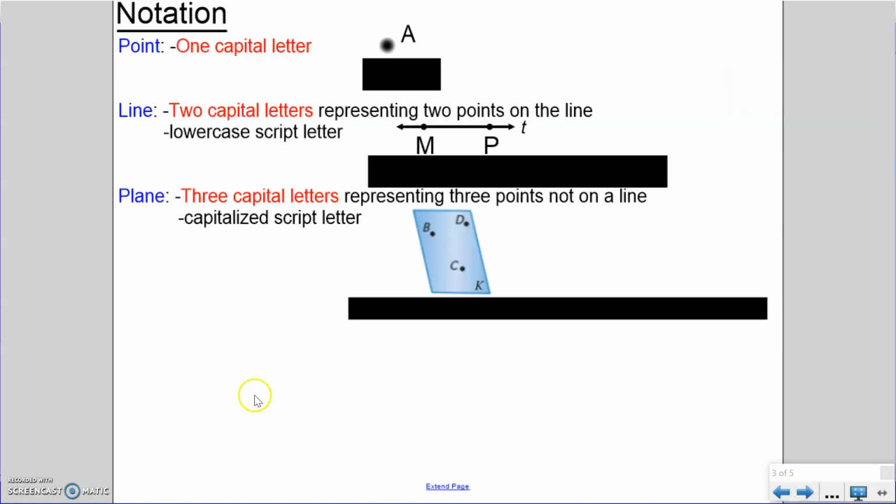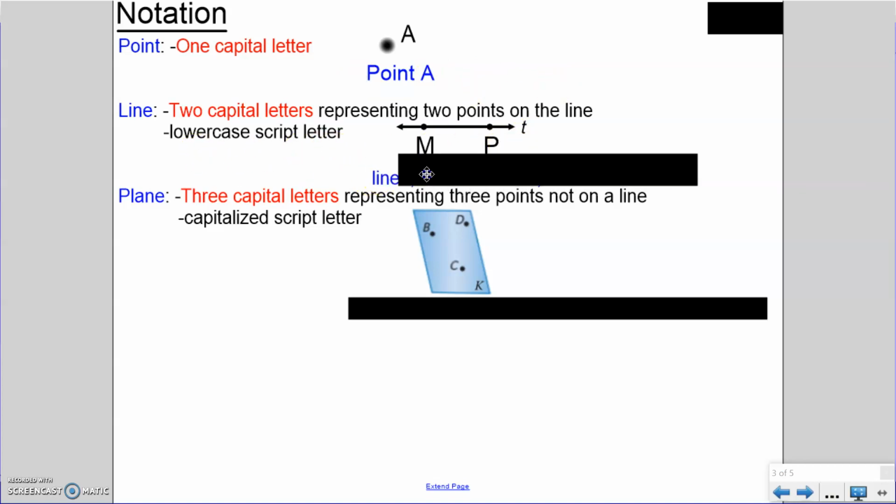Next we have some notation. For a point, here's a picture, point A. We just use one capital letter, so you literally just call this point A. For a line, you need 2 capital letters representing 2 points on the line. Or you could also use the lowercase script letter. So at the side here, there's a T, you can call this line T. Or you can call it line MP.